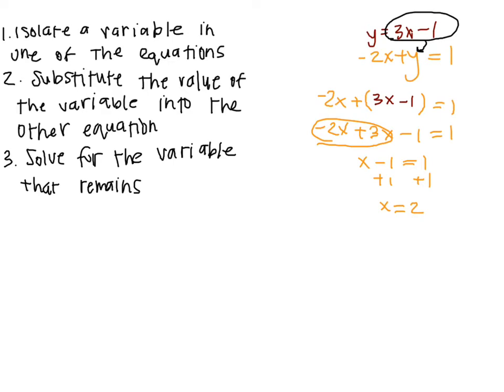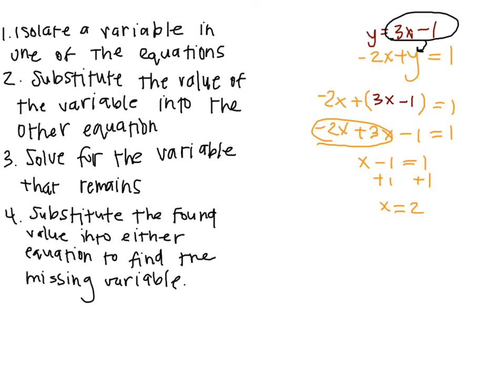Now this is just the first part of your problem. Remember that a solution to a system of equations has an x value and a y value. So we found out what our x value is. We need to go back and find out the y value. And we are going to do that by substituting x equals 2 into either equation that I had at the beginning.